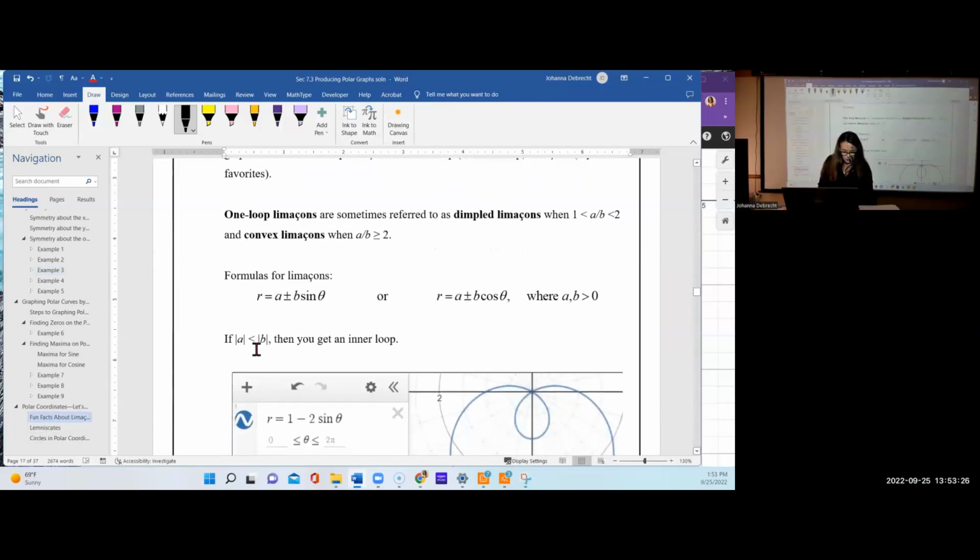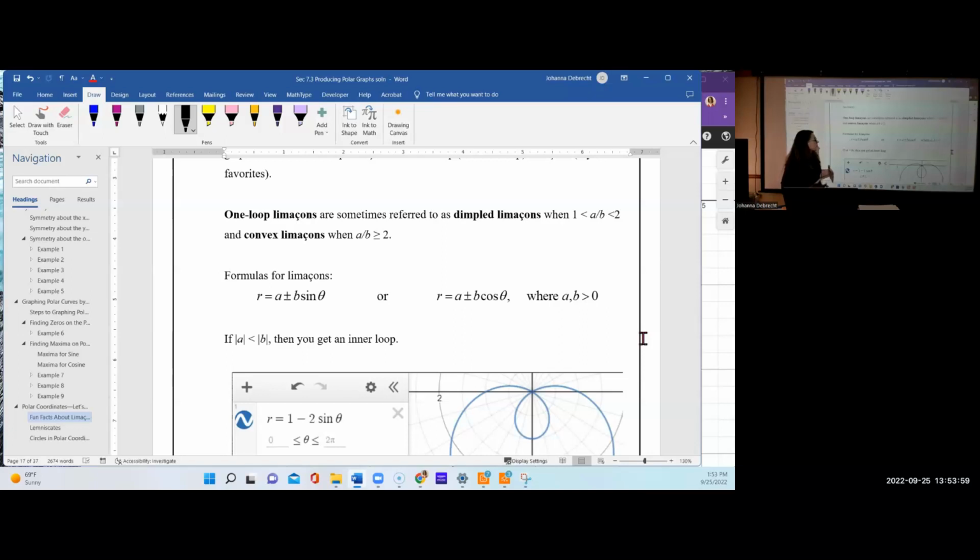The other thing that you can get is an inner loop. And we've seen one or two of these as well. Now, what happens with the inner loop? When the magnitude of A is less than the magnitude of B, then you get an inner loop. Now, this is going to give you something slightly different. So again, the magnitude of A smaller than the magnitude of B, that would be like the constant out front less than the coefficient of the trig function. Then in that case, you're going to get an inner loop, all right?